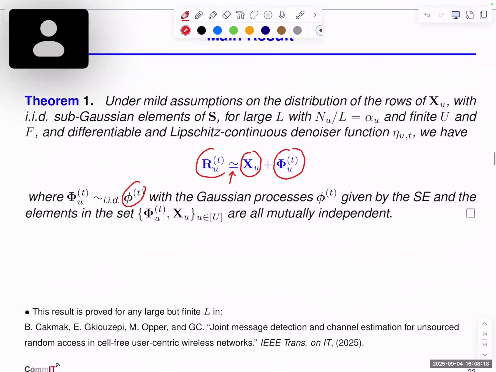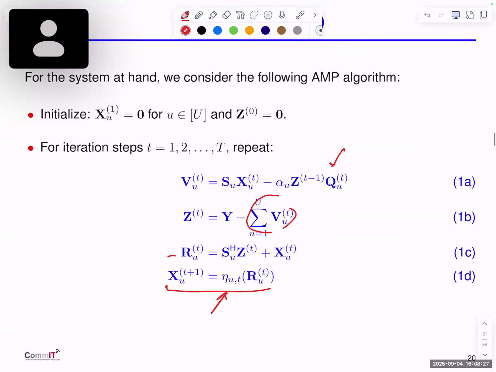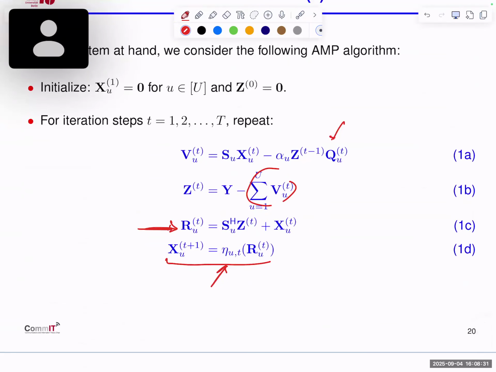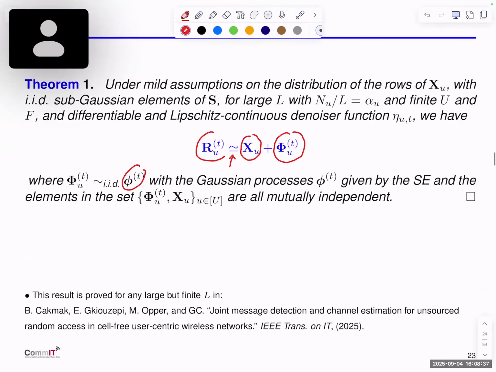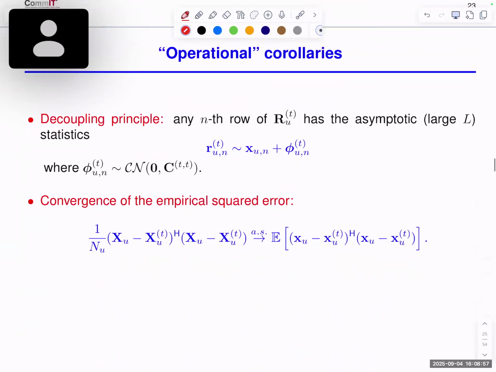So basically, this means that this strange algorithm is going to produce, for large dimensions along the iterations, in the R step, so before the nonlinearity, something that can be interpreted as the matrix we want to estimate plus noise. And this noise depends only on the parameters of the system. So at least the statistics of this noise depend on the parameters of the system. This is used to design the nonlinearity, because at this point we have the so-called decoupling principle. So every nth row can be interpreted in this way.